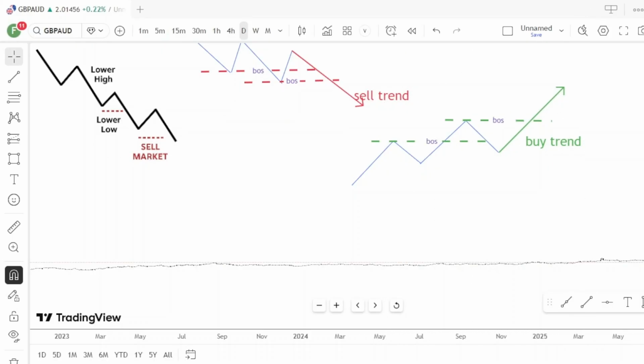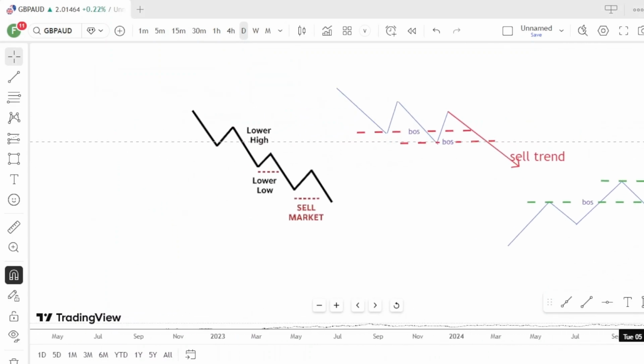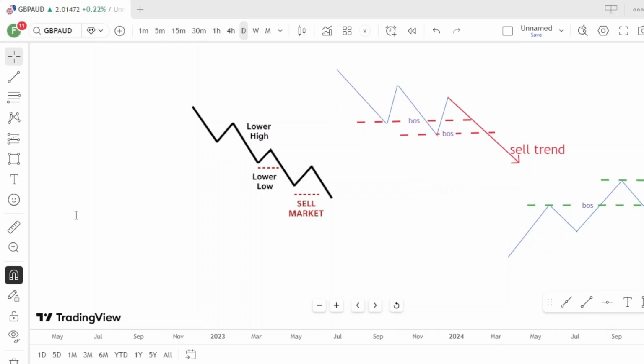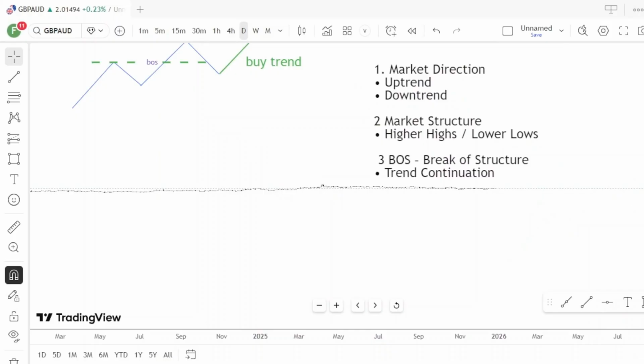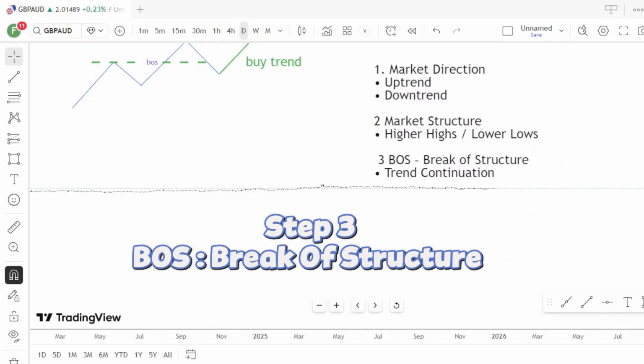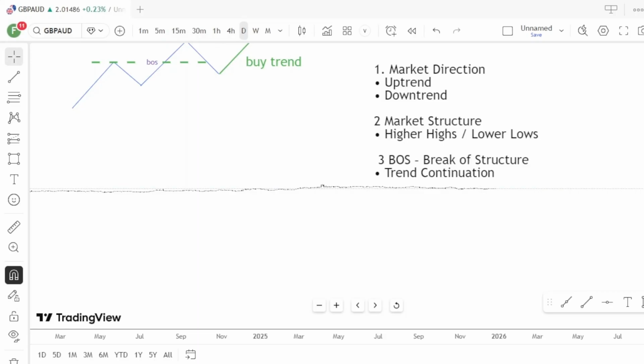As long as this structure is respected, buyers are in control. This is not yet about the entries. And again, in a downtrend, just like what you're looking at on the chart, is the exact opposite. Price breaking lows to the downside. We move to the third step, which is BOS, or break of structure, which means trend continuation.